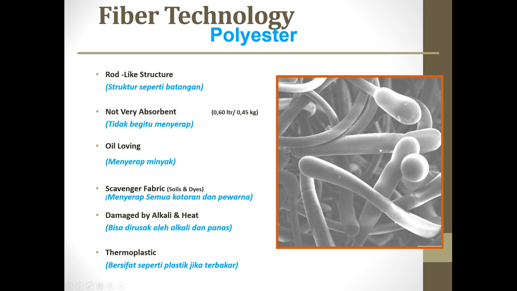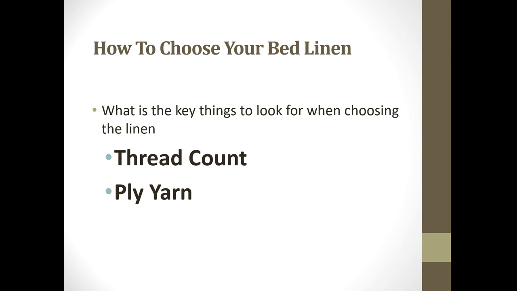2. Polyester. The characteristics of polyester are rod-like structure, not very absorbent, oil-loving, scavenger of fabric soils and dyes, damaged by alkali and heat, thermoplastic. Now, what are the key things to look for when choosing the linen?